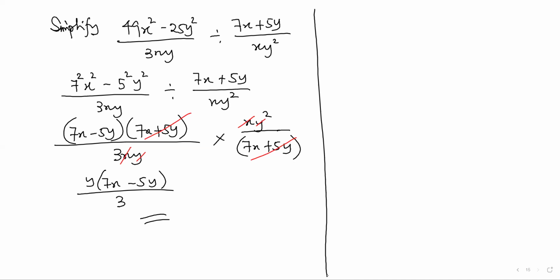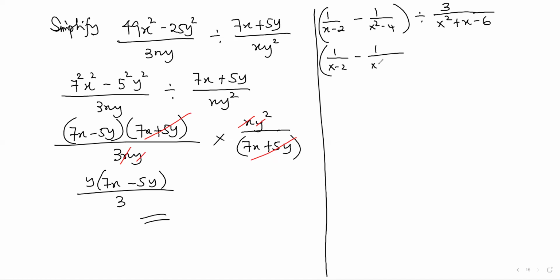So let's take another question. And the question before us says: simplify 1 into bracket x minus 2, minus (x squared minus 4) divided by 3 into bracket (x squared plus x minus 6). So working on the bracket, this is the same as a difference of 2 squares, which is (x minus 2)(x plus 2). Okay.